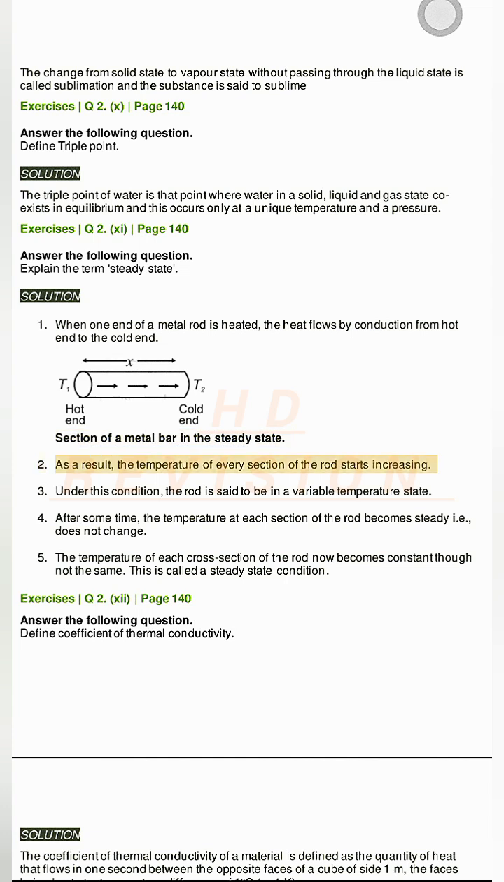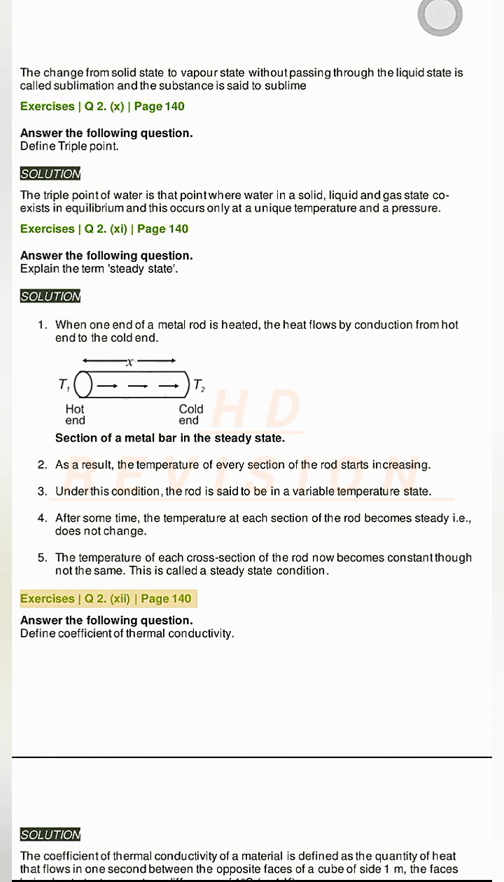2. As a result, the temperature of every section of the rod starts increasing. 3. Under this condition, the rod is said to be in a variable temperature state. 4. After some time, the temperature at each section of the rod becomes steady, i.e., does not change. 5. The temperature of each cross-section of the rod now becomes constant though not the same. This is called a steady state condition.